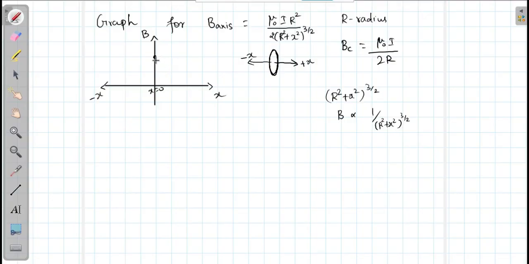With respect to distance, it will decrease. So therefore the graph will be looking like this. At infinity, it becomes 0. Similarly, on the left side, if you increase the value in the negative x-axis, you'll get the same identical curve in the reverse side also.